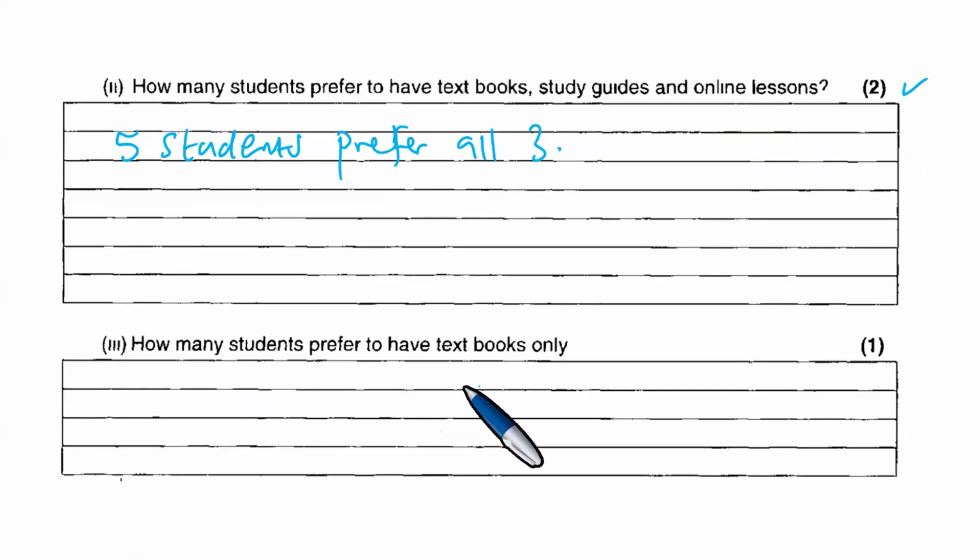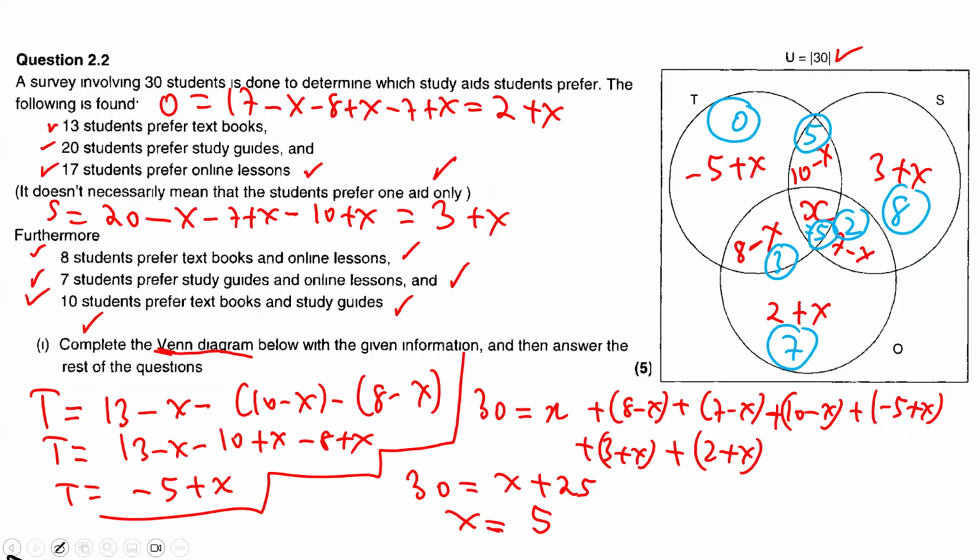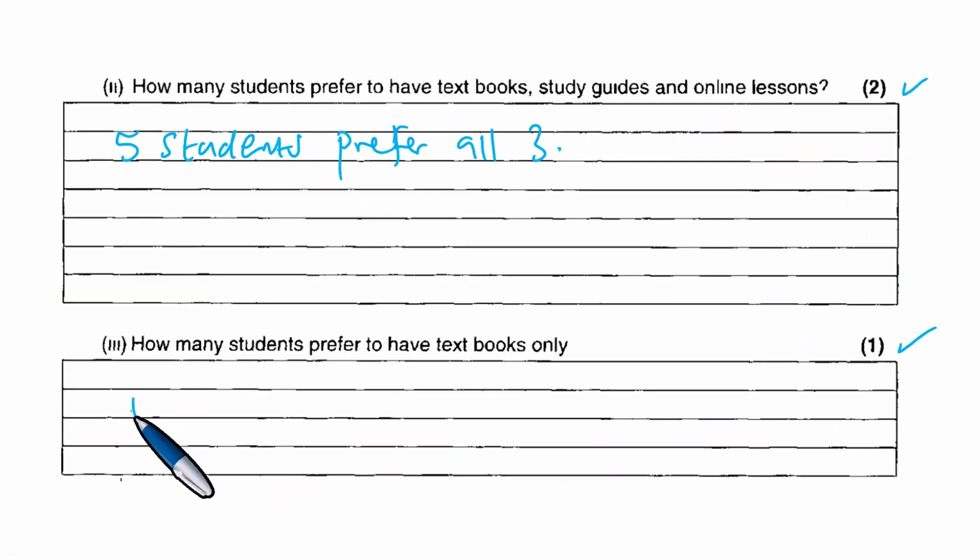We continue. How many students prefer to have textbooks only? Looking at this particular question, this one is the textbooks only, and we've seen that textbooks only is minus 5 plus x. You're allowed to put this kind of detail: minus 5 plus 5, and therefore the sum is 0. Next question.